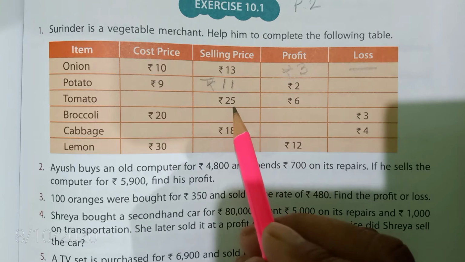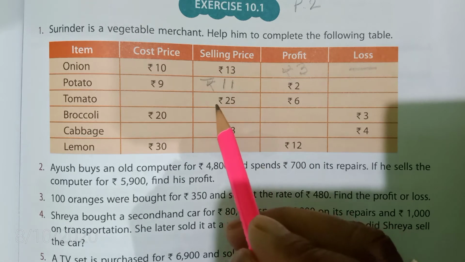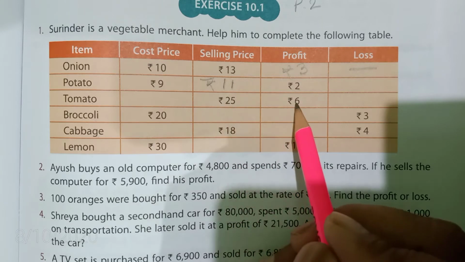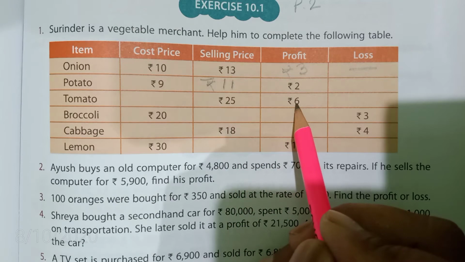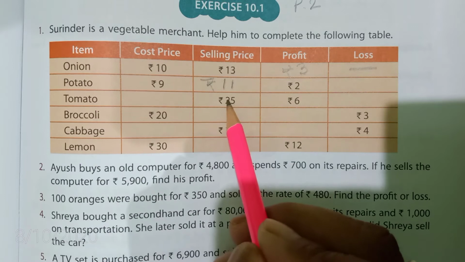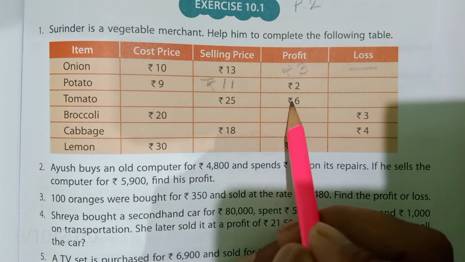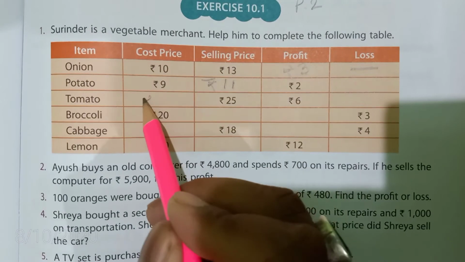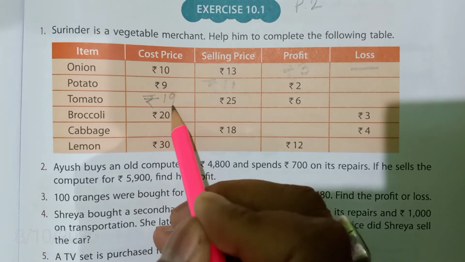See, here you have to understand selling price includes cost price and profit. Since profit is ₹6, therefore cost price equal to selling price minus profit. So 25 minus 6 equal to ₹19 is the cost price.